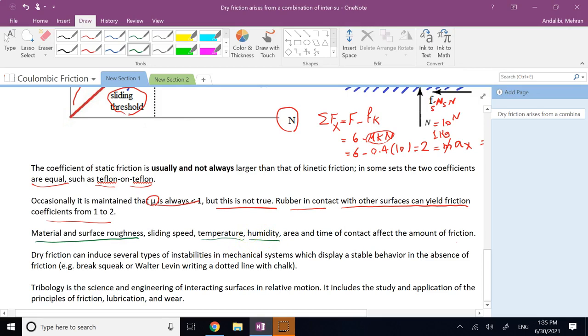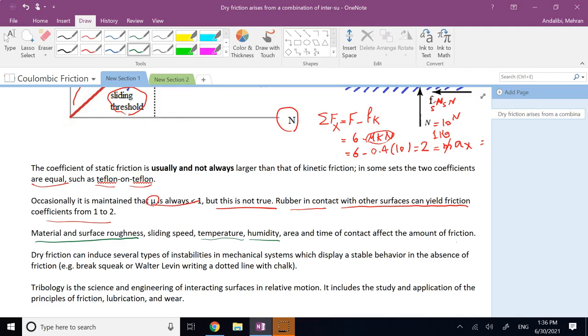And sliding speed, as I said, typically the faster they slide, the smaller the mu k is going to get. And then area and the time of contact. Typically, for many materials, the area and the time of contact means that mu s, the static friction, is going up because you are giving the surfaces time to create molecular bonds.